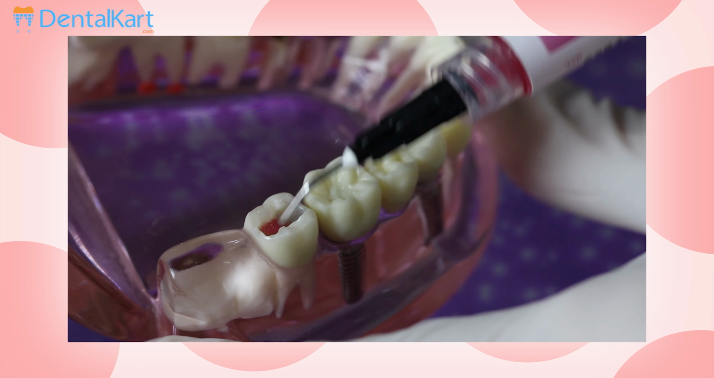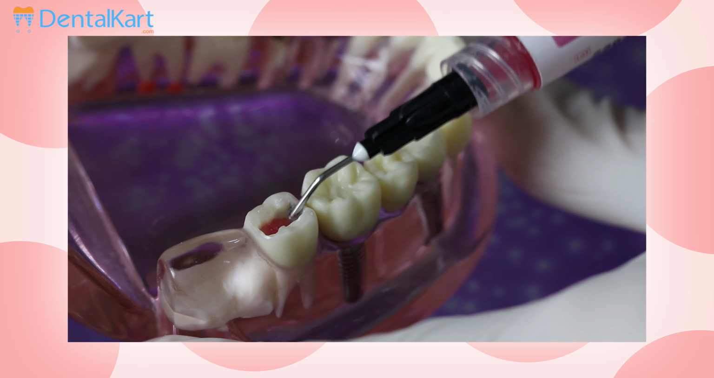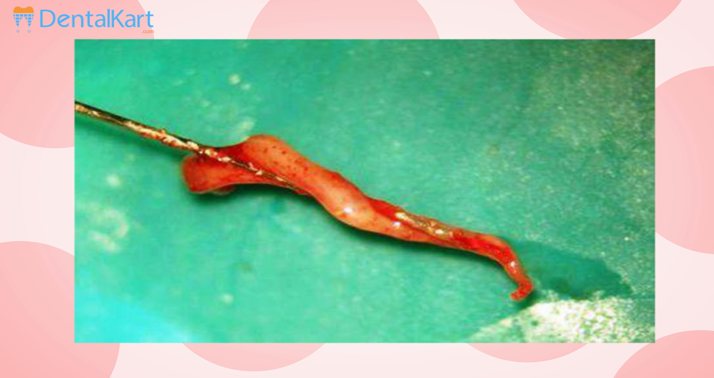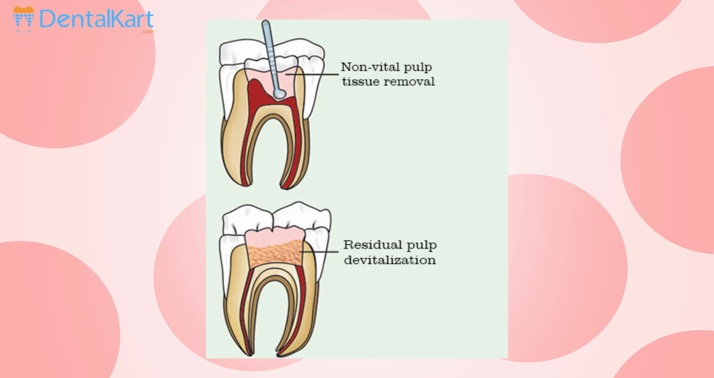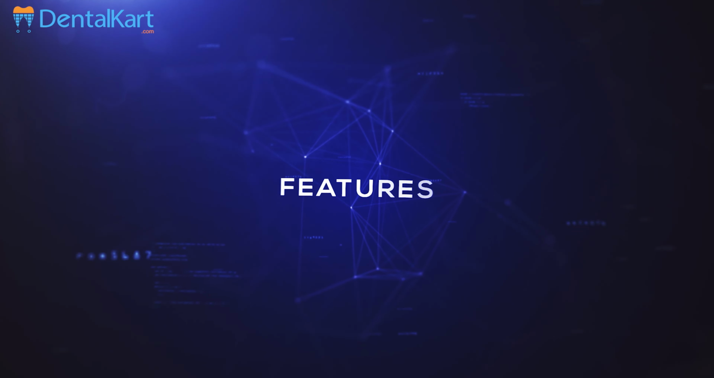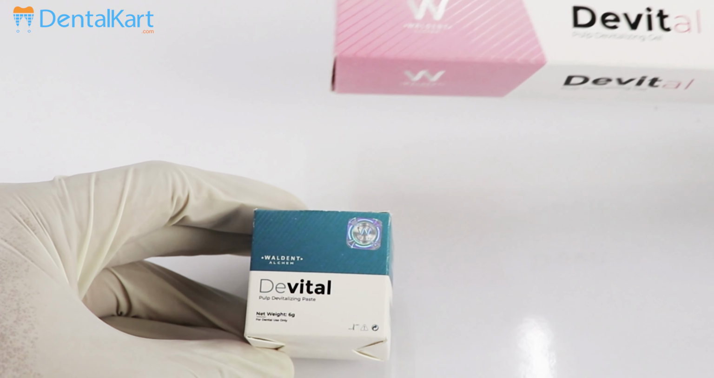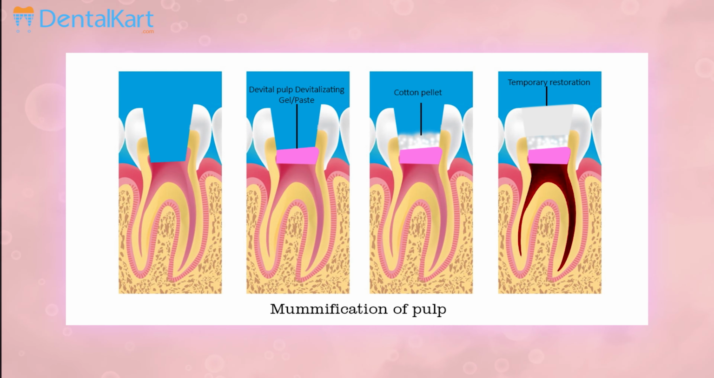Waldent Devital Pulp Devitalizing paste and gel is used prior to extirpation of pulp. It is also used for residual devitalization after removal of non-vital pulp tissues. It comes in both paste and gel form. It causes rapid mummification of pulp and relieves pain.